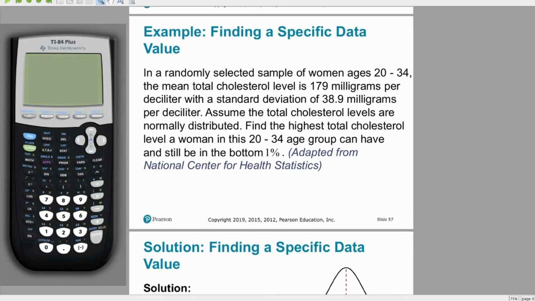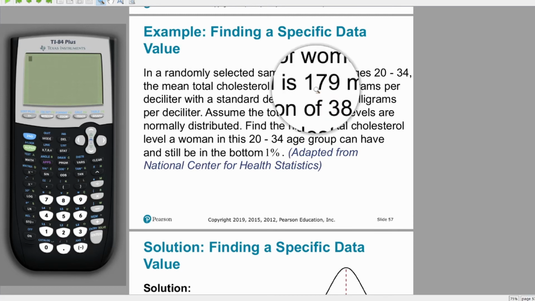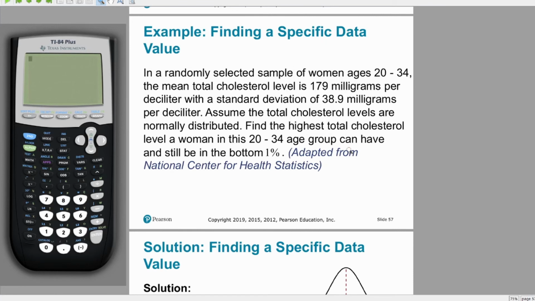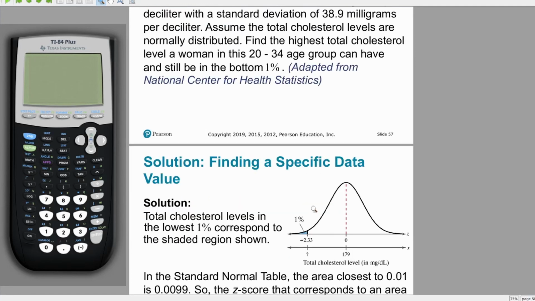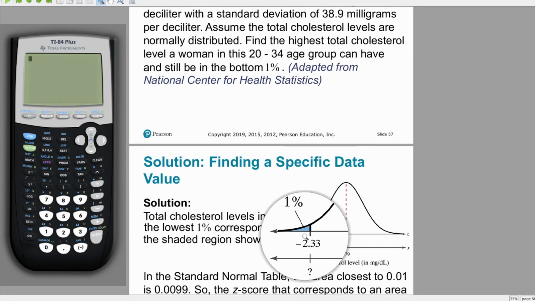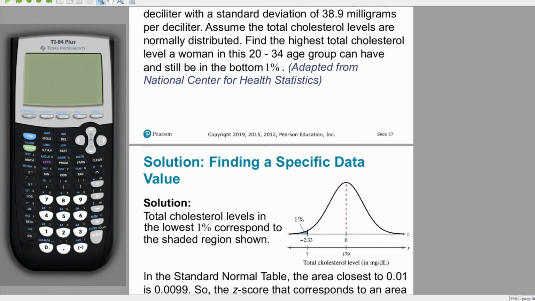So just to be sure, let's get one more problem in the flavor of finding specific values given normal distributions. So here we have women with a mean cholesterol of 179 milligrams per deciliter, so a really specific number, and a standard deviation of 38.9. And we want to find the highest total cholesterol for a woman that can still be in the bottom 1%. So thinking in terms of our distribution, it means we're looking for the cutoff for that bottom 1%, the first percentile, as it were.